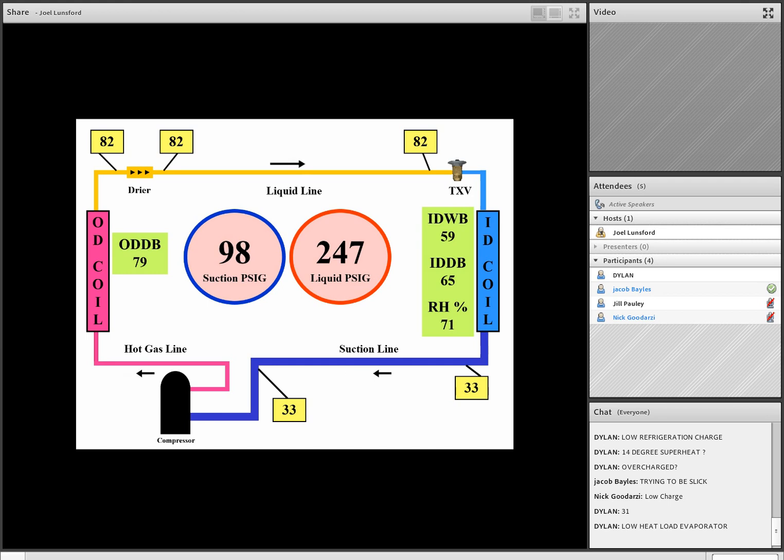That'll be your low heat load evaporator. Excellent. So some examples of a low heat load, give yourself a star. Some examples of a low heat load would be a dirty evaporator coil, or maybe it's an undersized return duct, or maybe you have a dirty air filter. Now the most likely cause is just a dirty air filter.